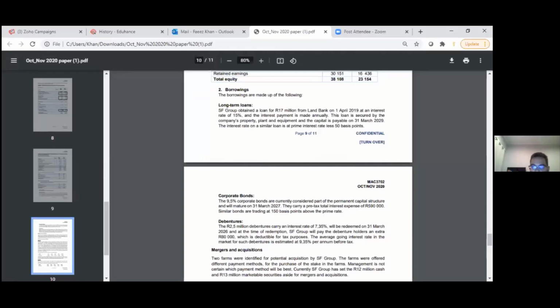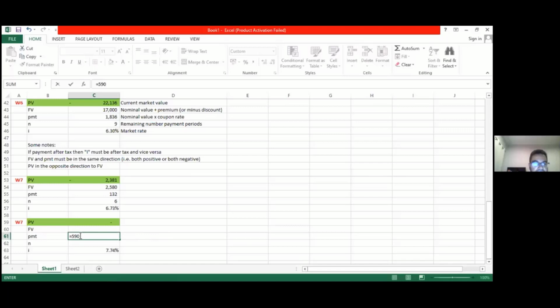So now I can go over here. Payment, they're telling me is 590,000 rand. So 590 divided by 1,000, I'm keeping everything in rand thousands. Okay. Then N is 31 March 2027. So it's 21, 22, 23, 24, 25, 26, 27. So it is 7.